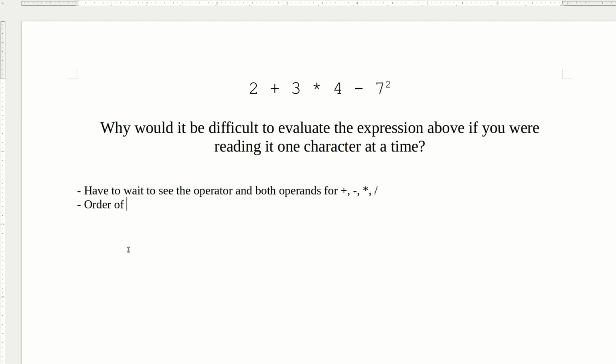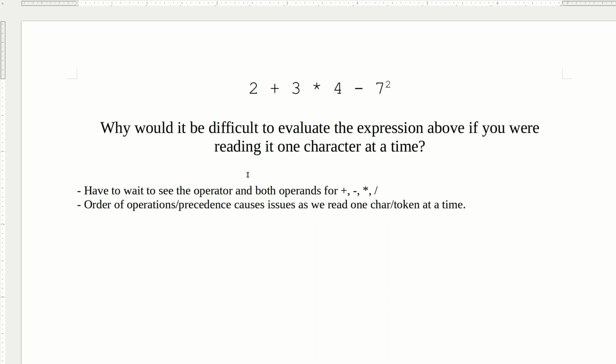So order of operations or precedence between operators can cause issues as we read through item by item, token by token, character by character. Order of operations or precedence causes issues as we read one character or token at a time. People will often refer to the items in a mathematical expression or in reading in content as tokens.